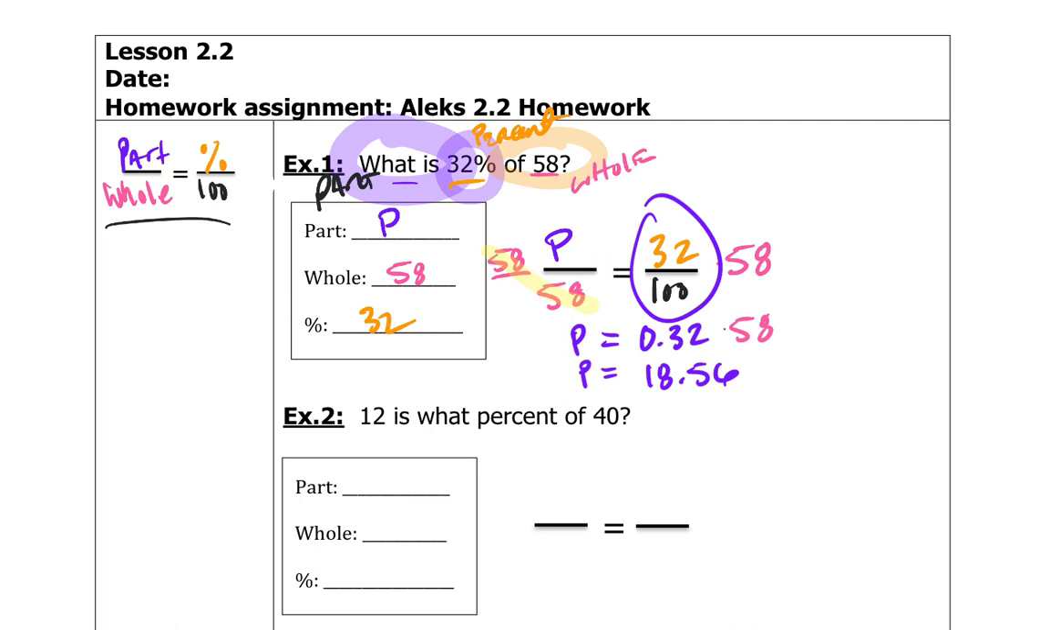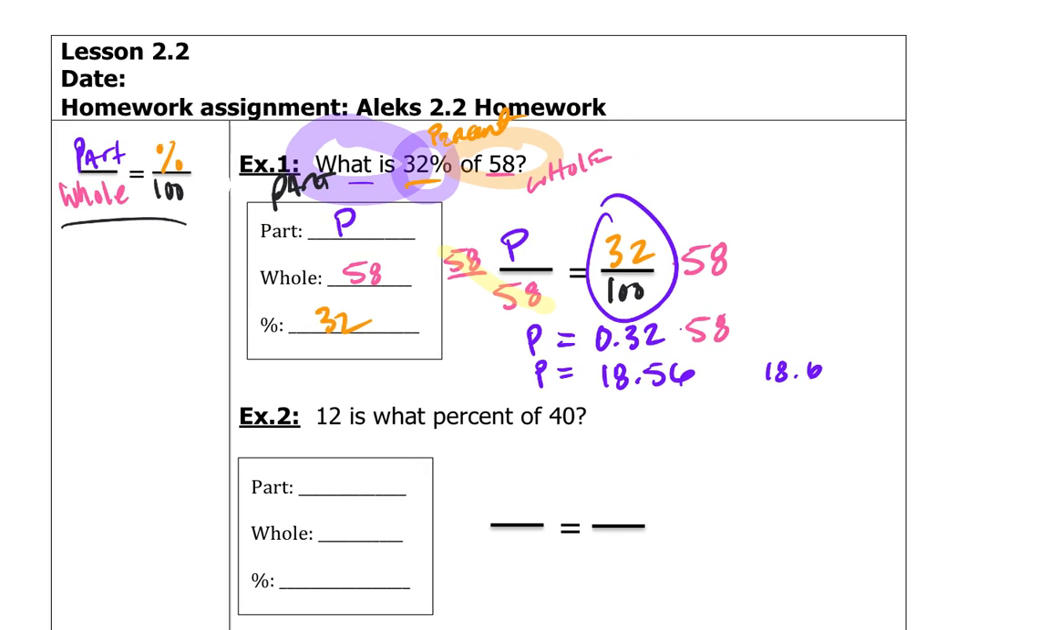Now, by default, you're going to round to the nearest hundredth. If it tells you to round to the nearest tenth, well, you'd have 18.6, right? But we're just going to say then that 18.56 is 32% of 58. That's our answer. It asks us a question in sentence form, so you need to answer it in sentence form. Okay? You need to show your work.